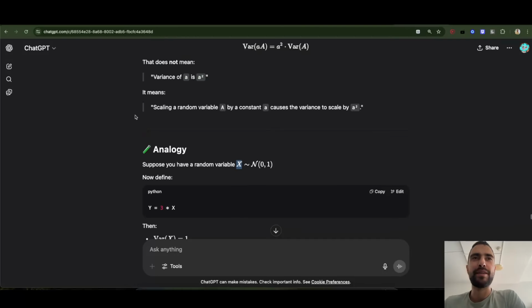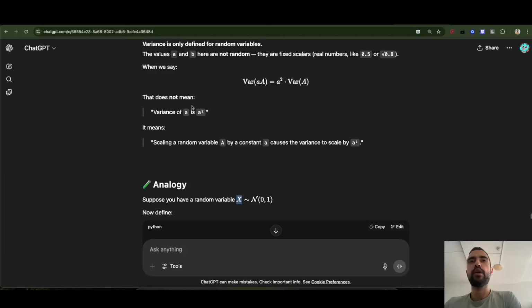Anyways, this is maybe a bit complex. So the main point is we know that if we have a scalar times a random variable, the variance of that is going to be the scalar squared times the variance of the random variable.